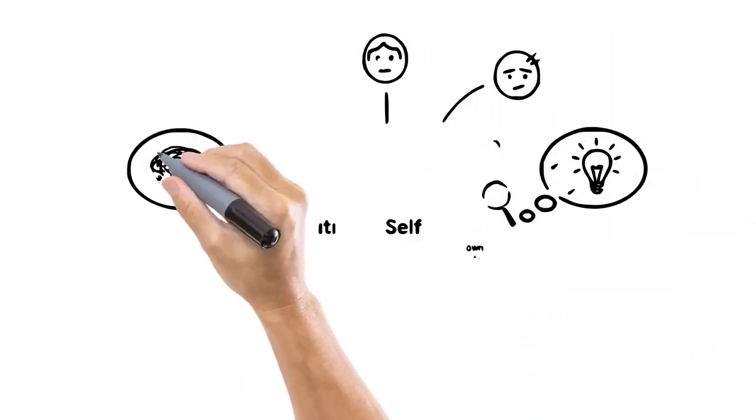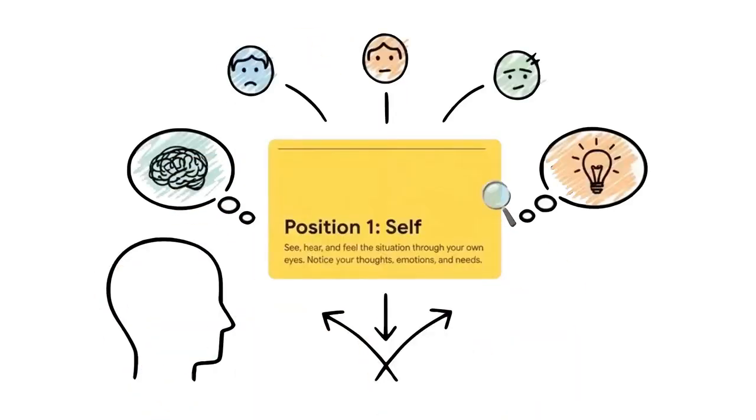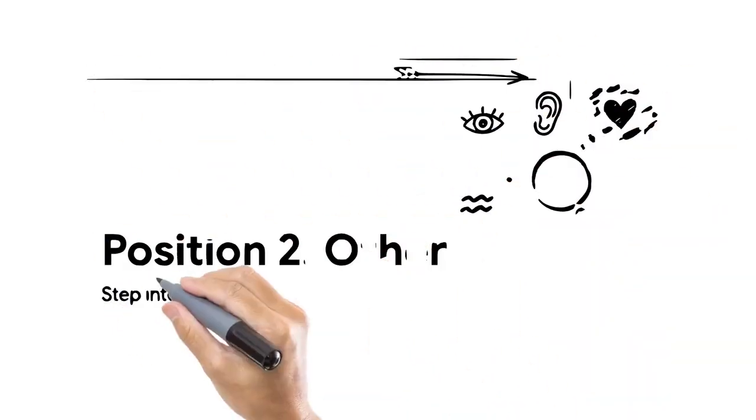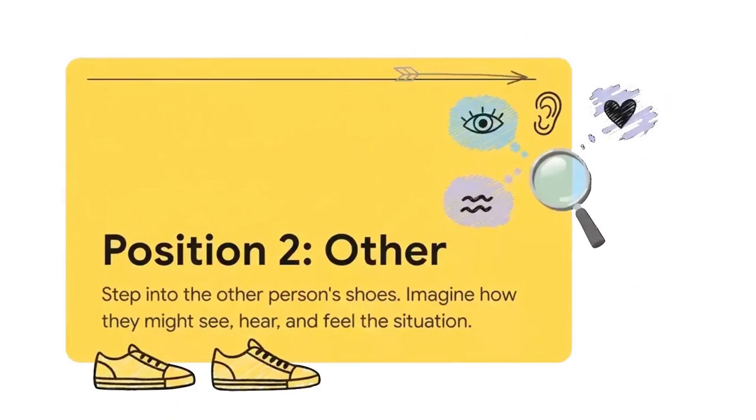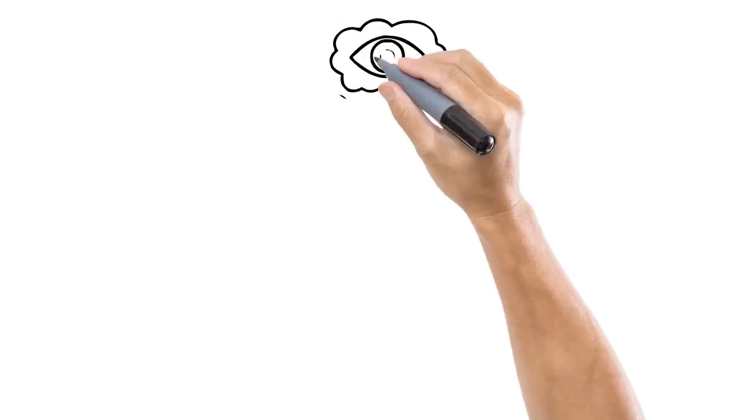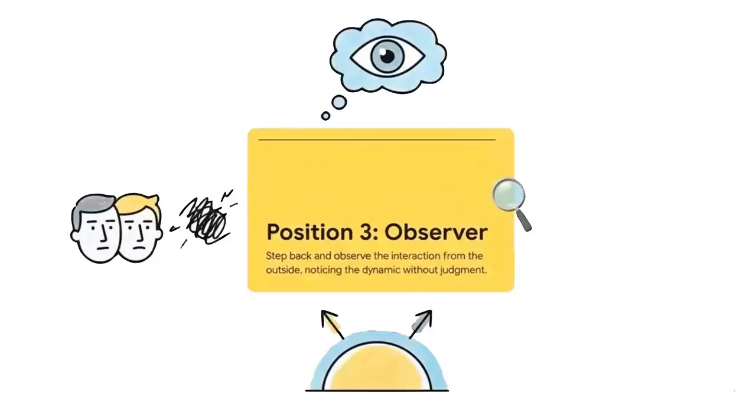First position, self. The client sees, hears and feels the situation through their own eyes. Example, noticing how their own frustration is impacting their reactions. Second position, others. The client steps into the other person's shoes. Example, imagining how the colleague might feel when receiving feedback. Third position, observer. The client steps back and observes both sides objectively. Example, seeing the dynamic between themselves and the colleague without judgment, noticing patterns.